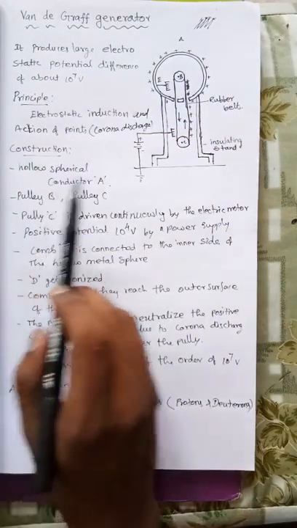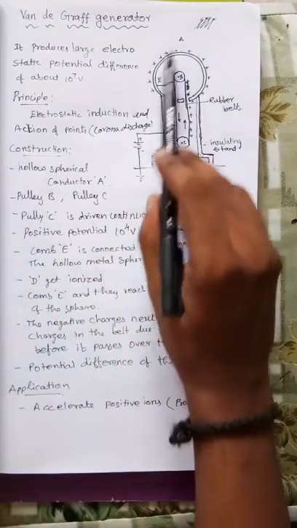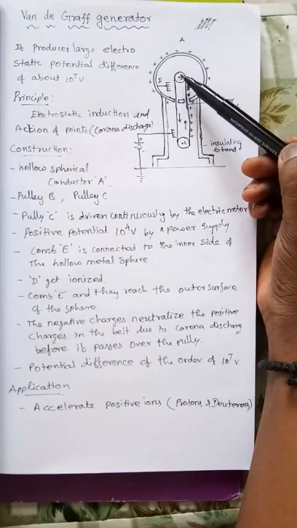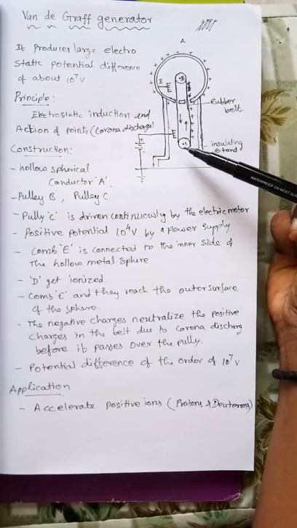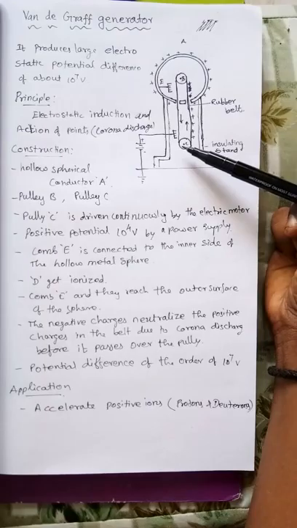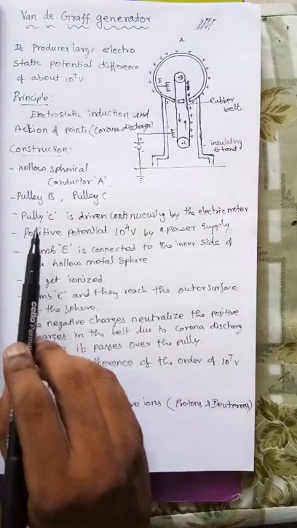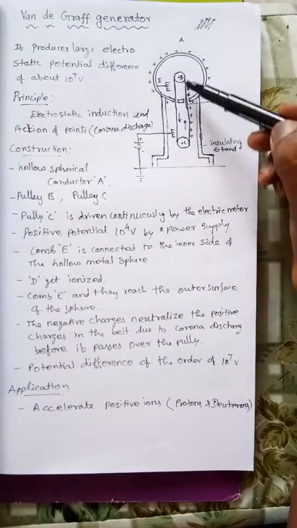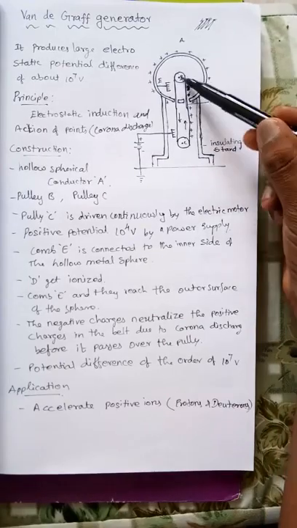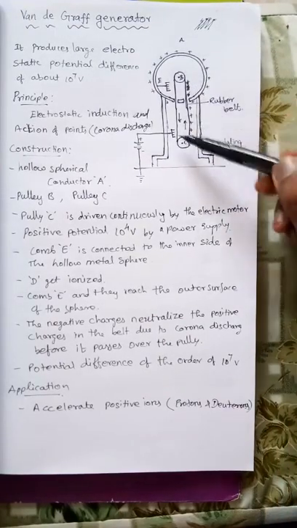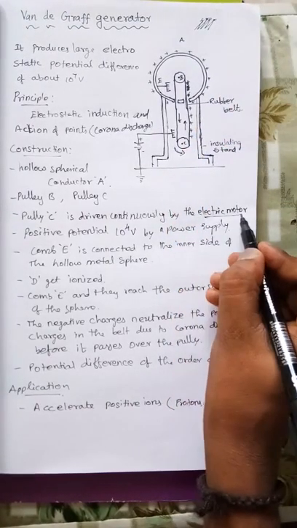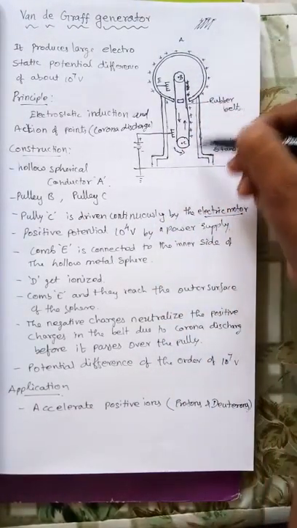Construction: one hollow metal sphere A, with two pulleys, one pulley B connected in the center of the metal sphere, and another pulley C below the spherical conductor. The pulley C is driven continuously by an electric motor. It is always rotating in one direction because of a rubber belt connecting the two pulleys.